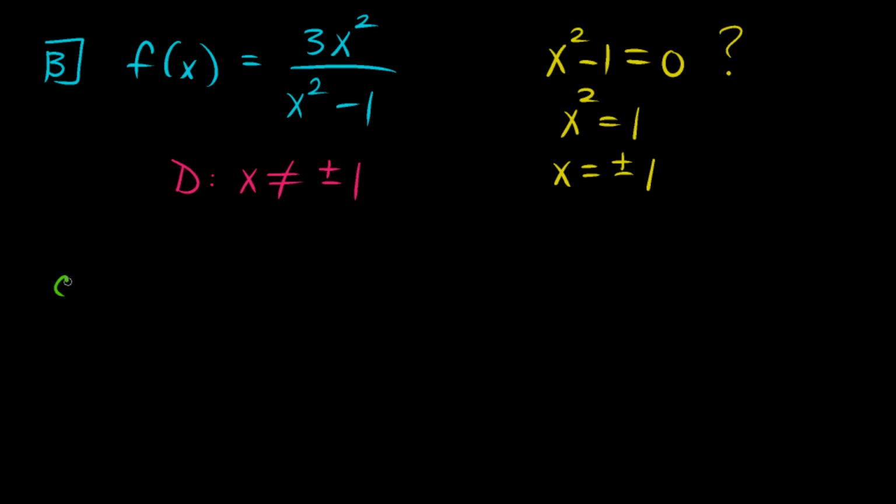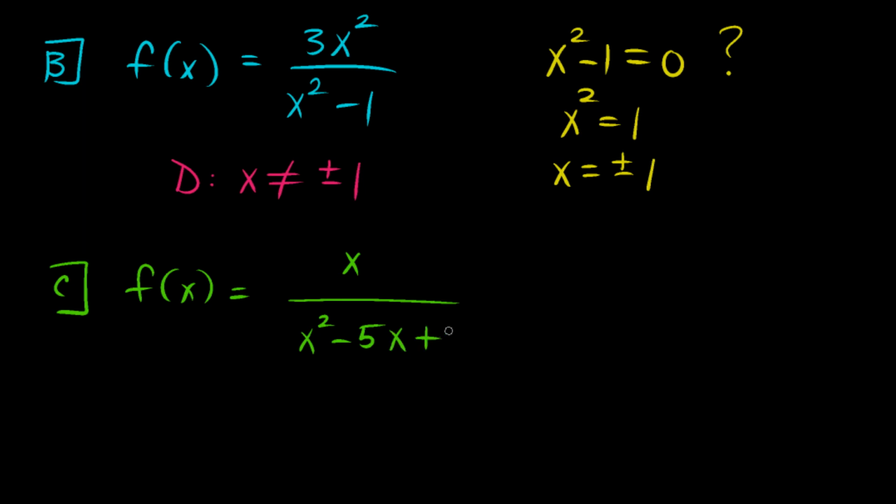Let's do one more. Let's say our function was x over x squared minus 5x plus 6. On this one, we have to find out what makes x squared minus 5x plus 6 equal to 0. Now this can be factored.